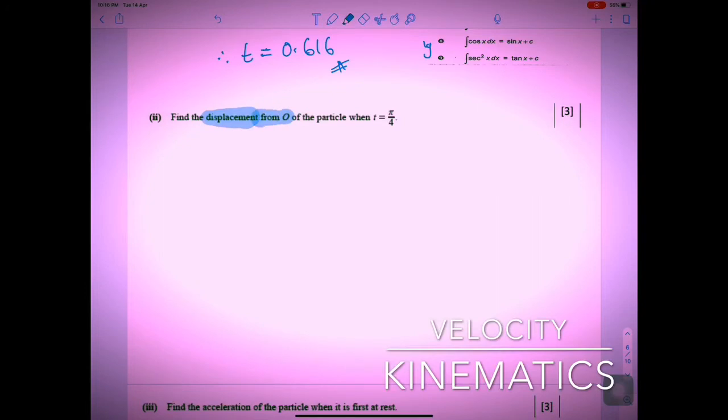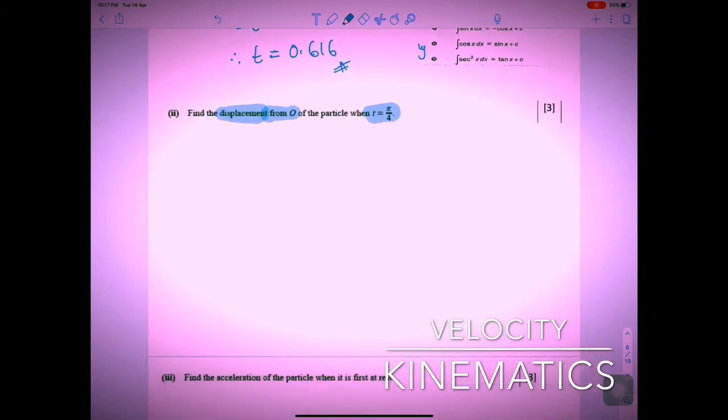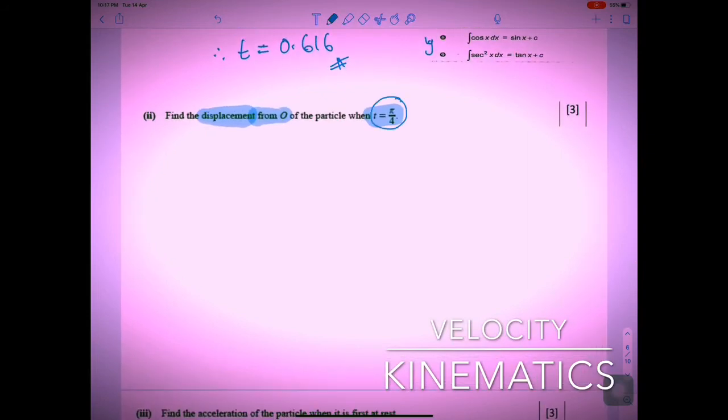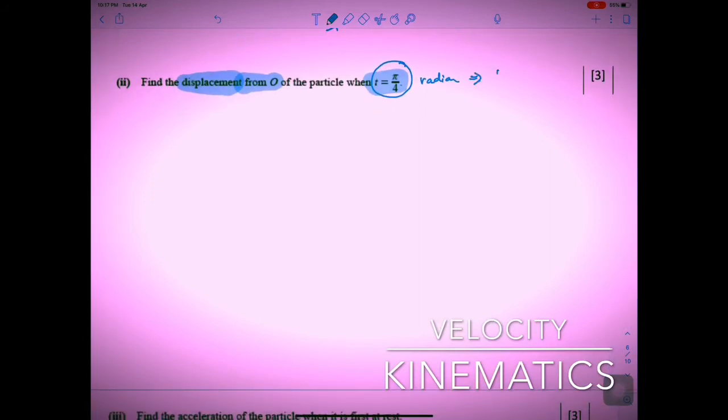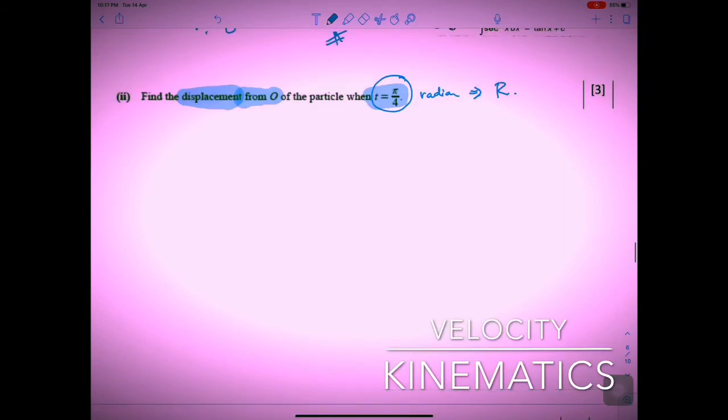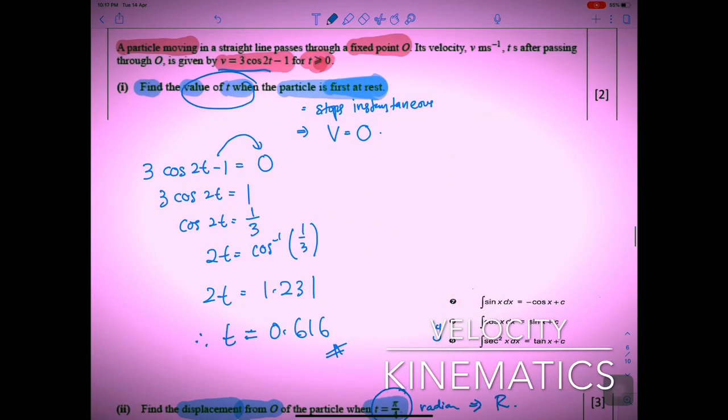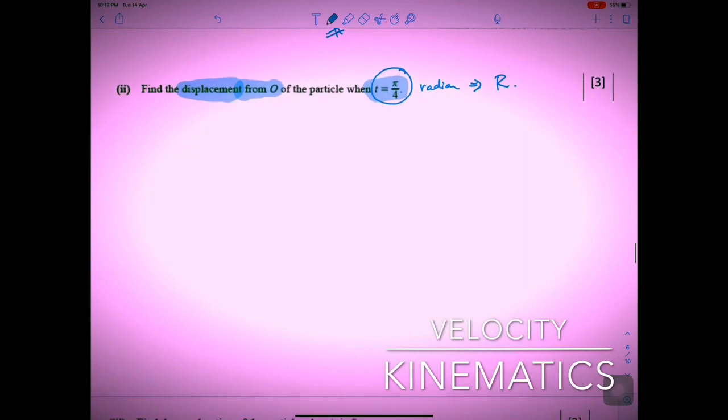Then the second question: find the displacement from O of the particle when t equals pi over 4. Pi over 4 is actually in radians, so on the calculator you must change to radian mode. Displacement: the function given is velocity, so to get displacement we go backwards, that means s(t) equals the integral of v dt. So we integrate 3 cos 2t minus 1 dt.